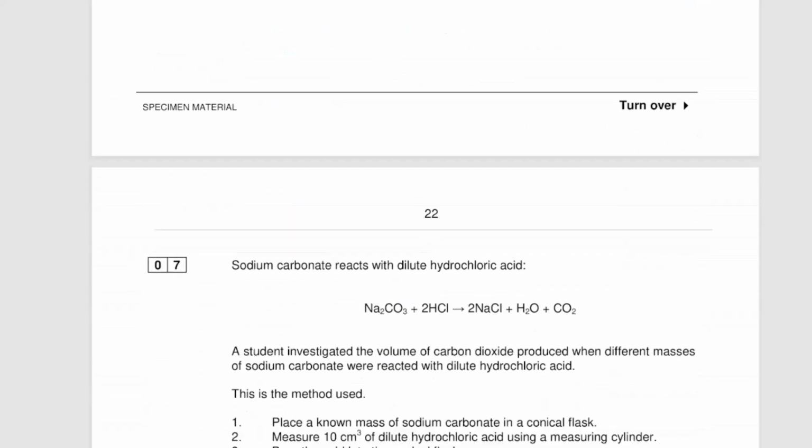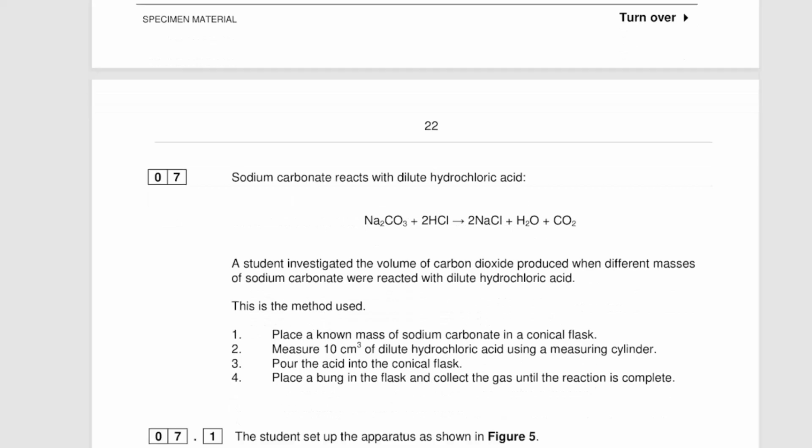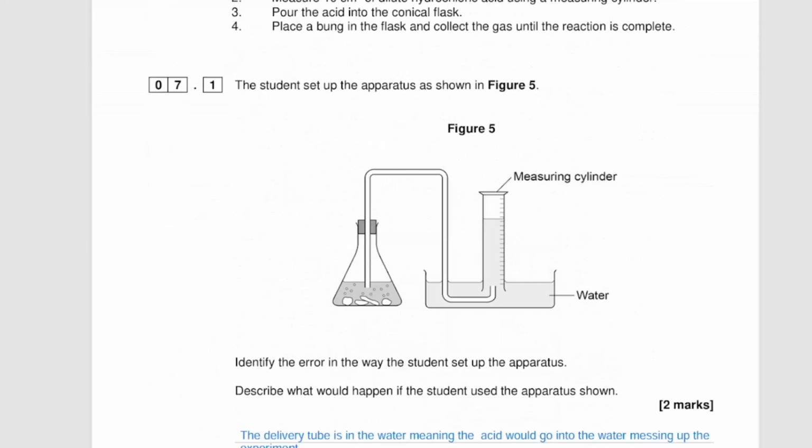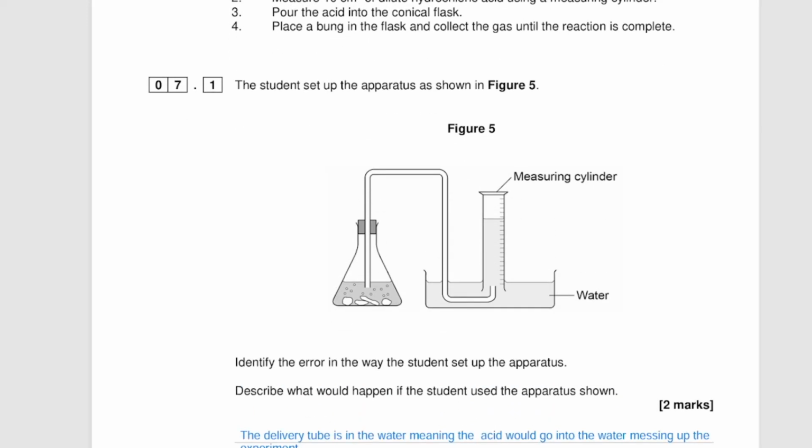Now for question 7, sodium carbonate reacts with dilute hydrochloric acid, and they give you the formula for that reaction. And we're asked to investigate the volume of carbon dioxide produced when different masses of sodium carbonate were reacted with dilute hydrochloric acid, and then they just give you the method for it. And then they give you the setup that the student uses, and we're asked to identify what's wrong and what would happen if they used it as shown. Now what's wrong is that the delivery tube is in the water, meaning the acid would go into the water, messing up the experiment.